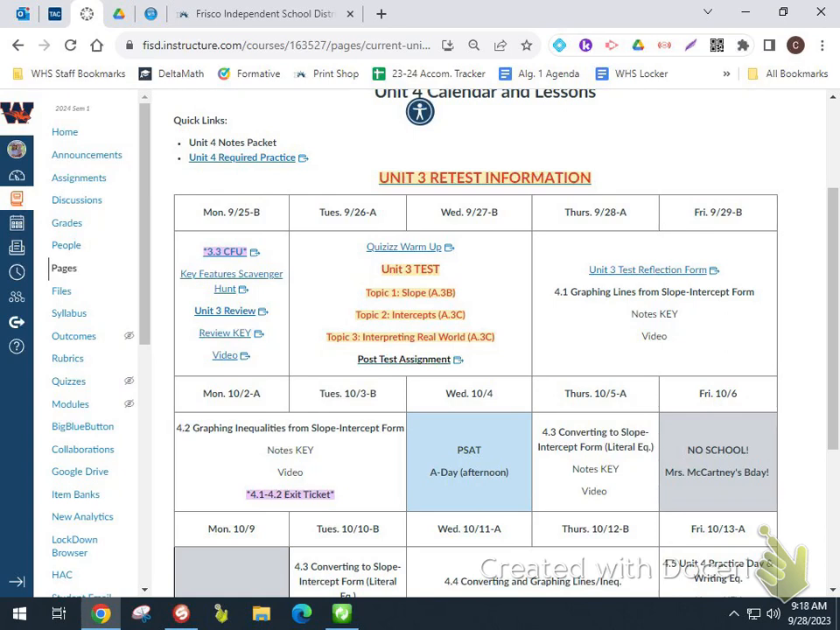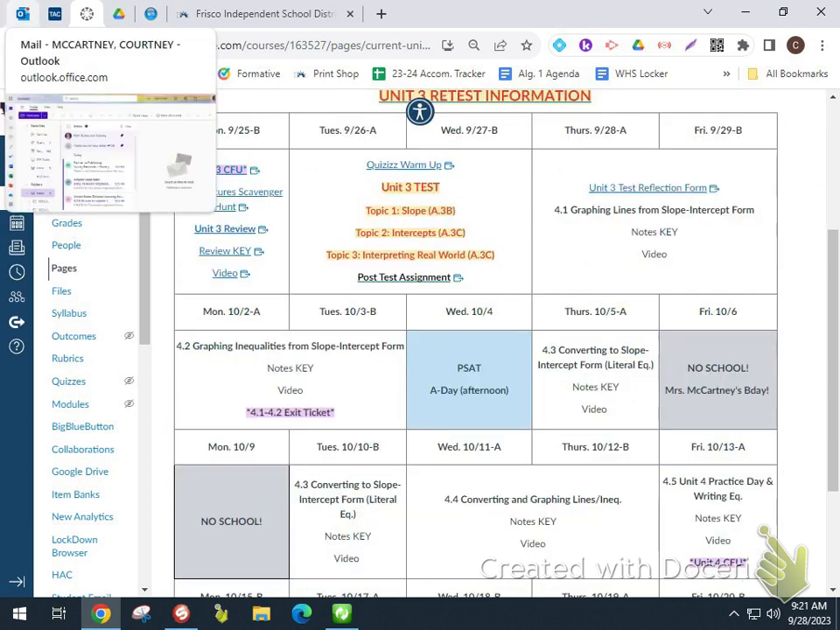I had to leave school early yesterday, so I'm just kind of a mess this morning. But I'll put those dates in too so you know where they are. But again, your checklist, everything you need is going to be in that retest information page. Okay? Got it?